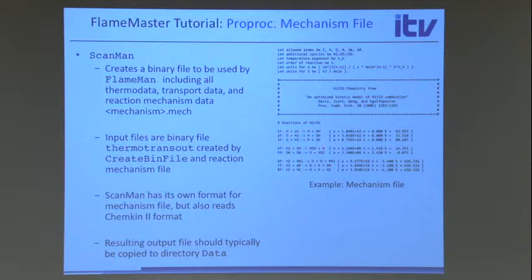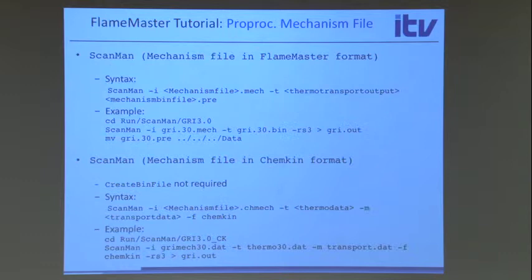It takes this and the binary file, and from this makes this binary output file. And this here just shows the syntax, how this is being used. All codes have a minus help function, so it tells you what the command line options are. But here's an example. Scanman minus input file is the mechanism file, minus thermodata file is this binary file, minus this means just write all the reactions to standard output, all the species to standard output, all the third bodies to standard output. These are just a few additional flags.